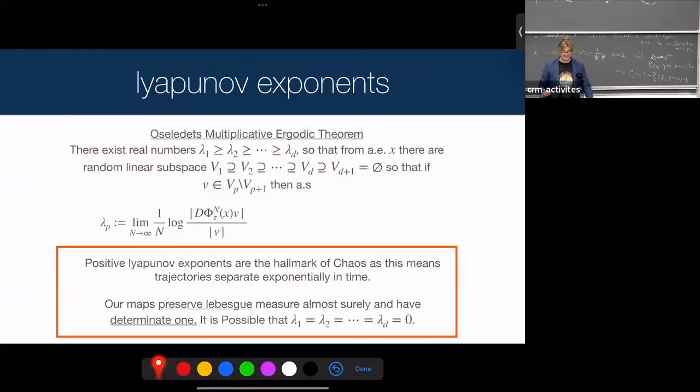Lastly, thanks to how much? 3 minutes? My chronometers. 5. 5. Yeah.